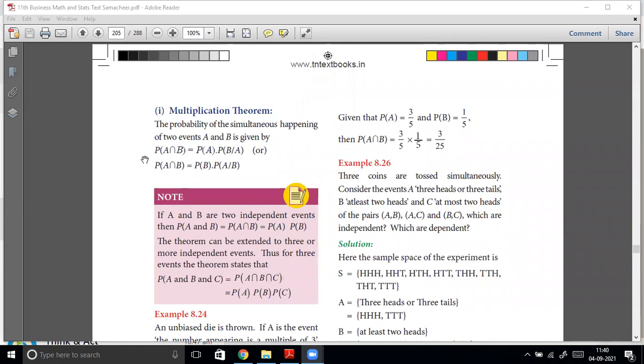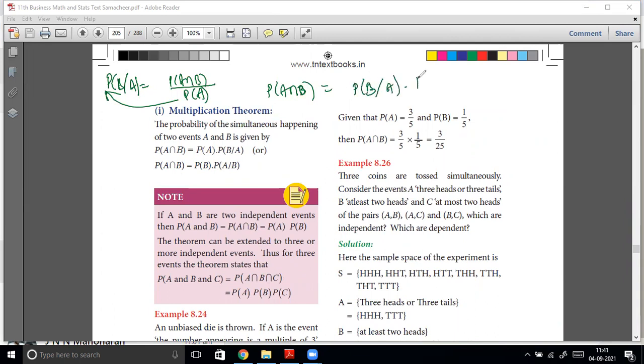We found that P of B given A is equal to P of A intersection B divided by P of A. You take this on the other side. So P of A intersection B now gets a different look: P of A intersection B is equal to P of B given A into P of A. This is the multiplication theorem.